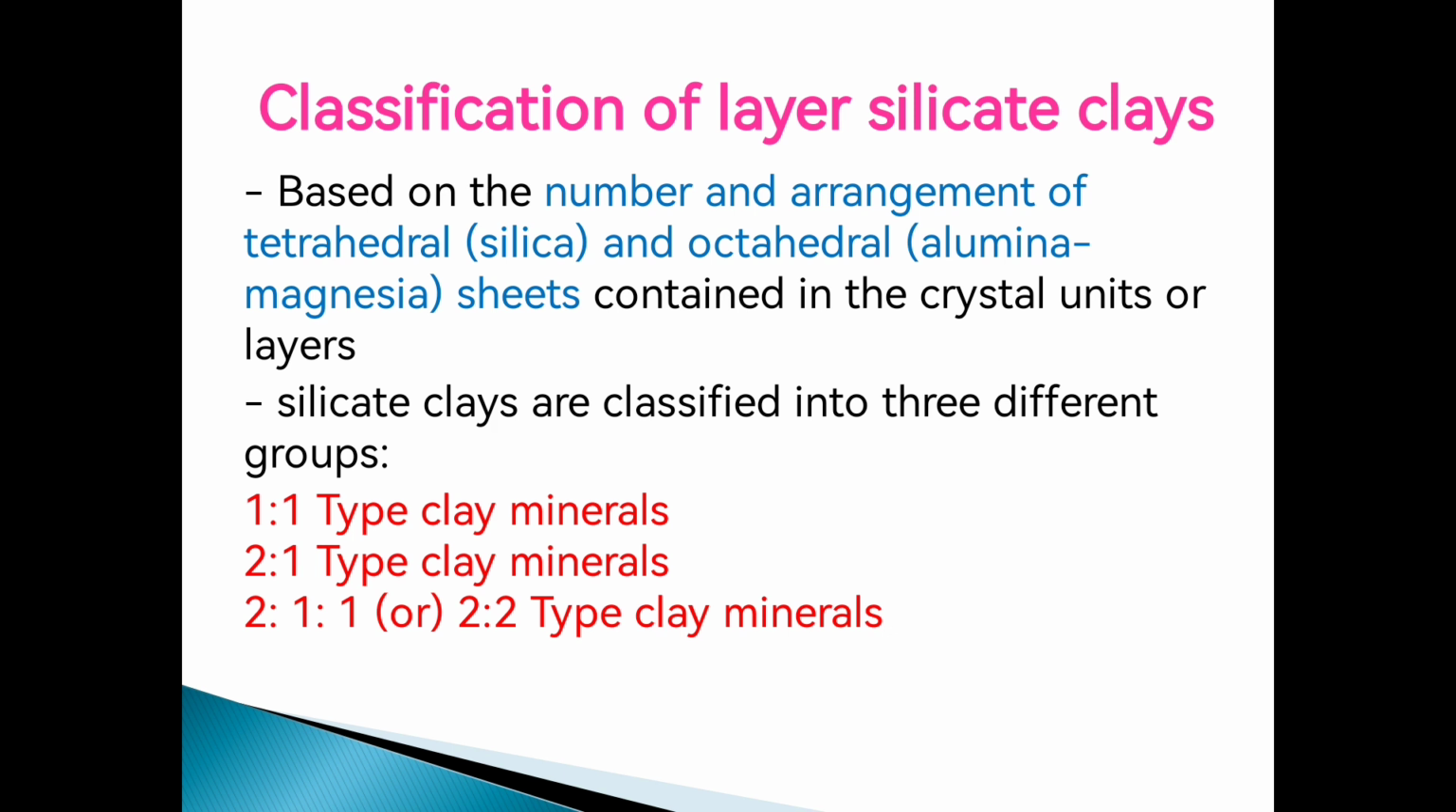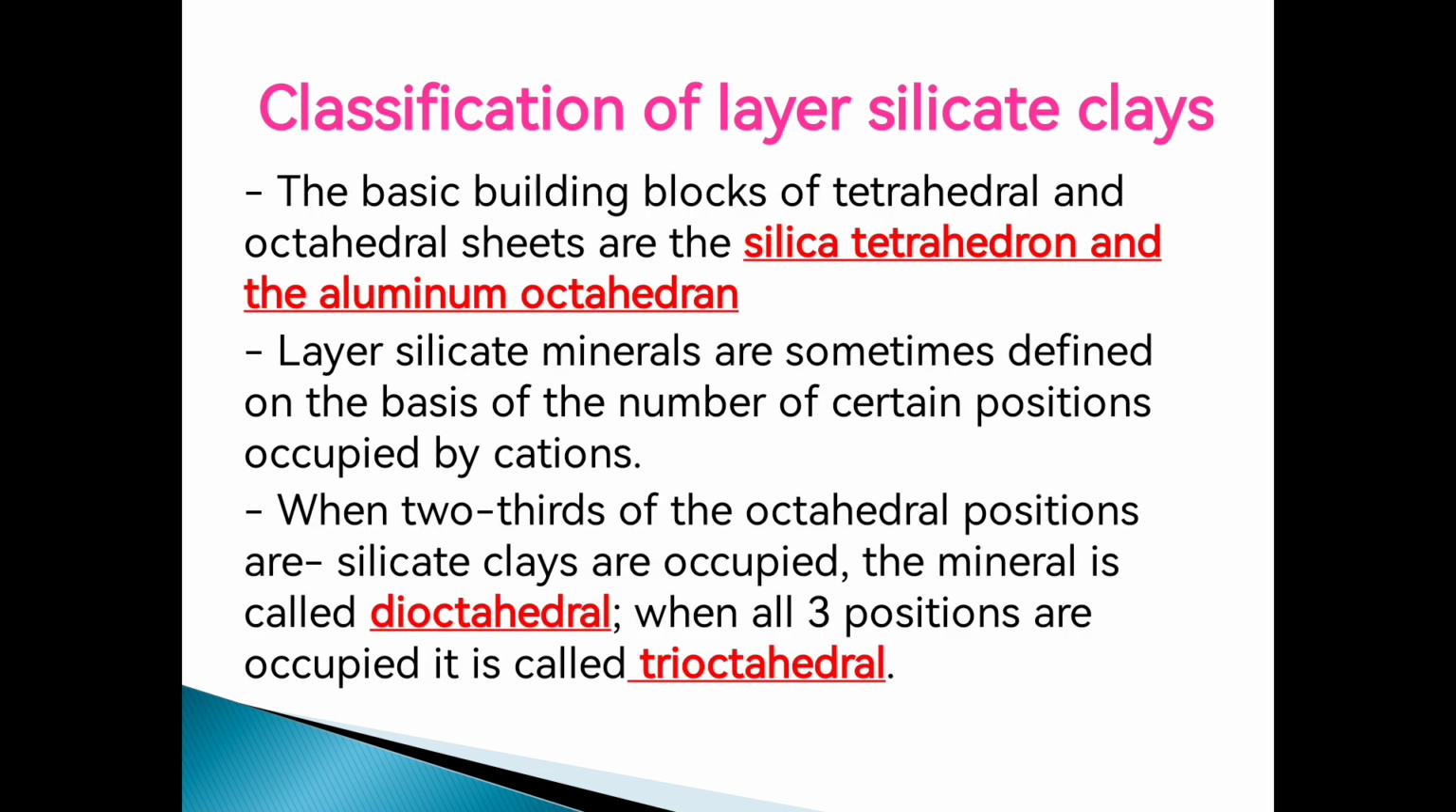The silicate clays are classified into 3 different groups. We have here 1:1 type clay minerals, 2:1 type clay minerals, 2:1:1, or 2:2 clay minerals. Ano yung mga type na yan? So, we know that the basic building blocks of the layer silicate clays are the tetrahedral and the octahedral sheets, the silica tetrahedron and the aluminum octahedron.